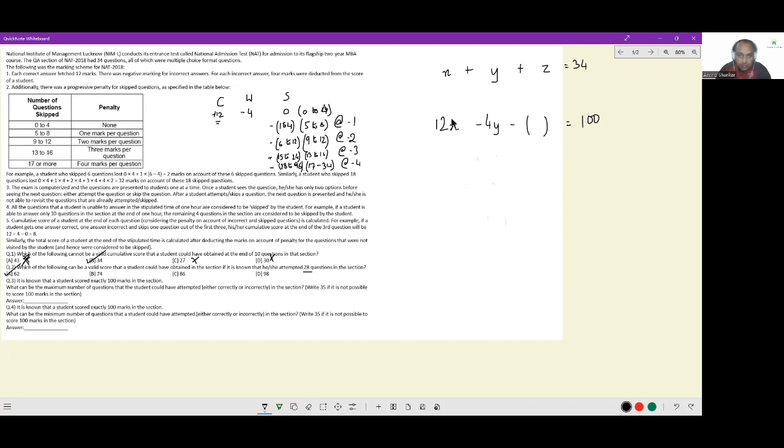Now see the wonderful thing. 12x is a multiple of 4. 4y is a multiple of 4. 100 is a multiple of 4. Therefore, the marks lost.